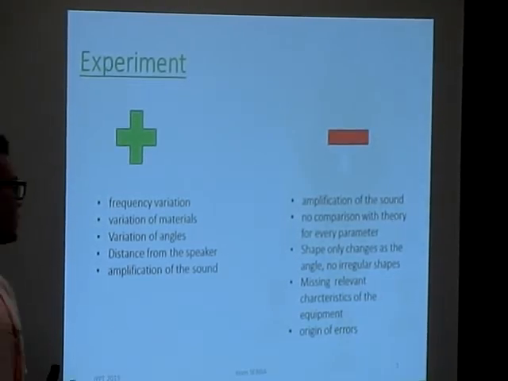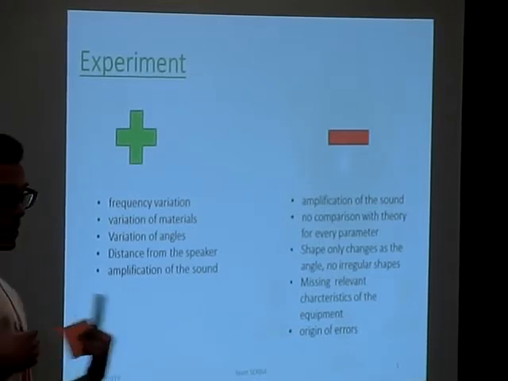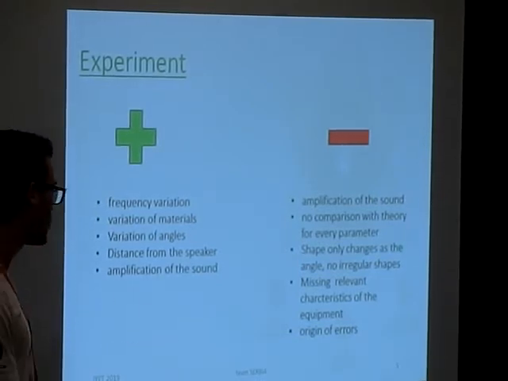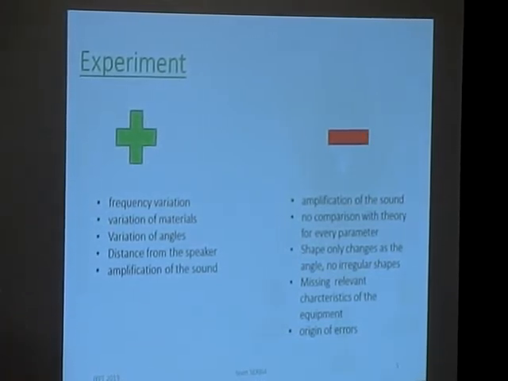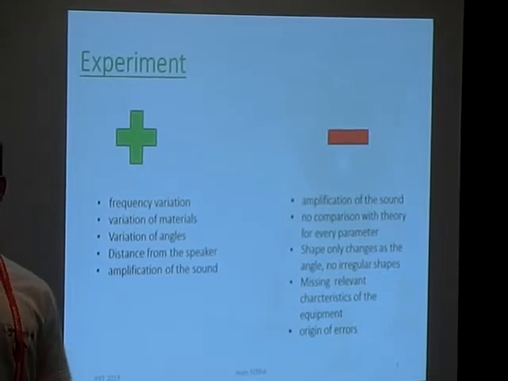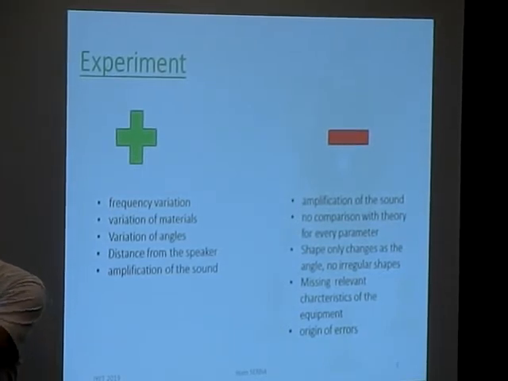He only changed the angle of the cone. As I said, he didn't change the shape of the cone. He missed relevant characteristics of the equipment, such as the characteristics of the sound. And the results would be different if the sound was different. And he didn't explain the origin of the errors.